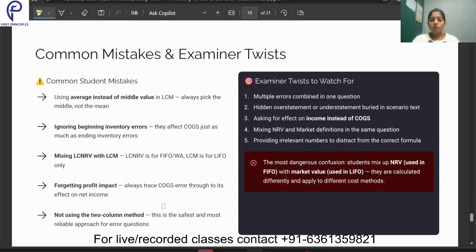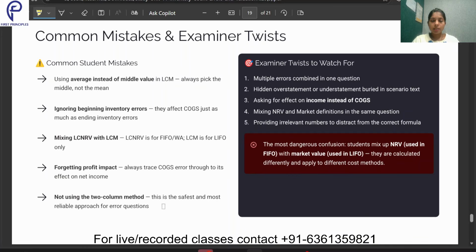Now, what will be some common mistakes that students will make, and what will be the examiner twists, the points from which the examiner would like to confuse us. So what is the common student mistake? Using the average instead of the middle value in LCM, that is the lower of cost and market value. Then ignoring the beginning inventory errors, which is going to affect our COGS. Then sometimes students might mix LC and RV and LCM.